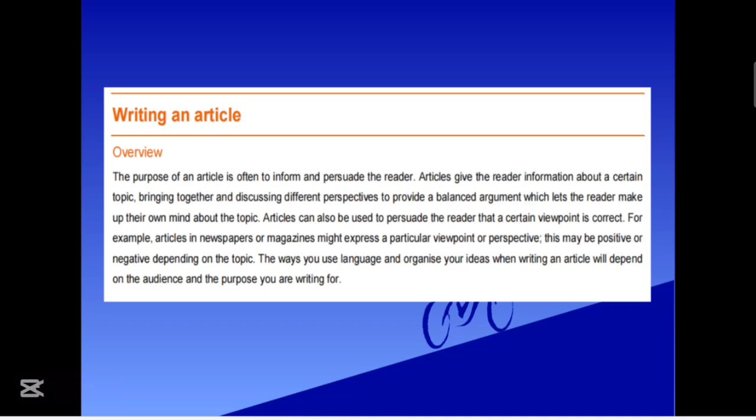Articles can also be used to persuade the reader that a certain viewpoint is correct and the other one is incorrect. For example, articles in newspapers or magazines might express a particular point of view or perspective. This may be positive or negative depending on the topic. The ways you use language and organize your ideas when writing an article will depend on the audience and the purpose you are writing for.